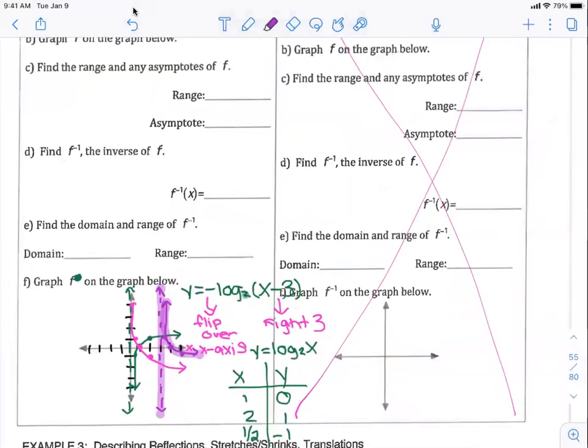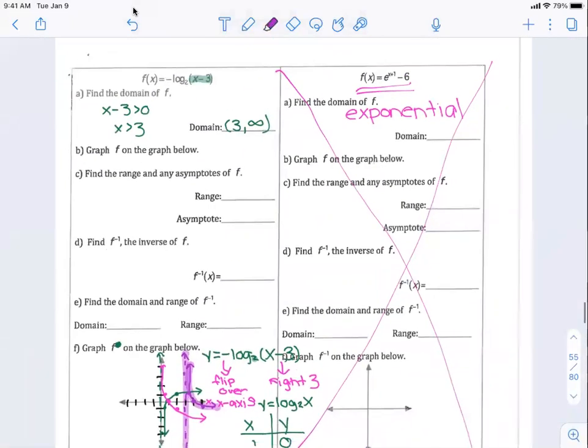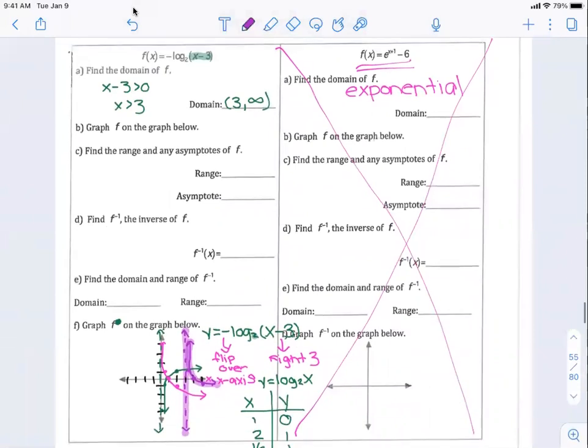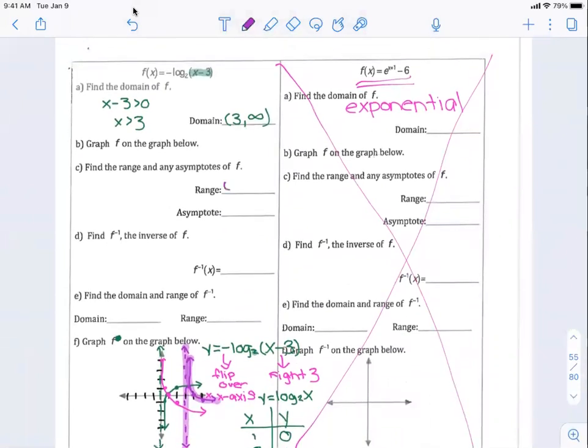Okay, so let's take a look at answering the questions now. So it says find the range and any asymptote. So the range, lowest to highest, is -infinity to infinity. The asymptote has now moved to the right 3. It's vertical, so it's x equals +3. And that's it, you're done there.